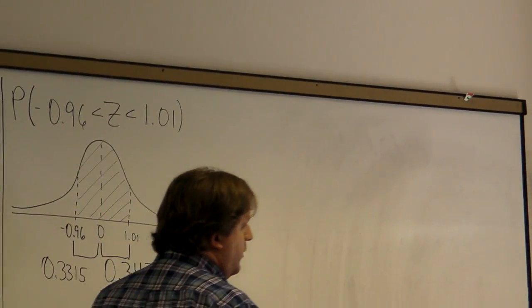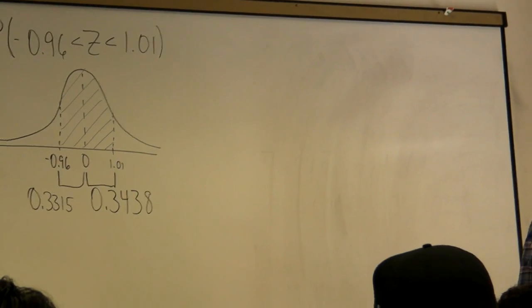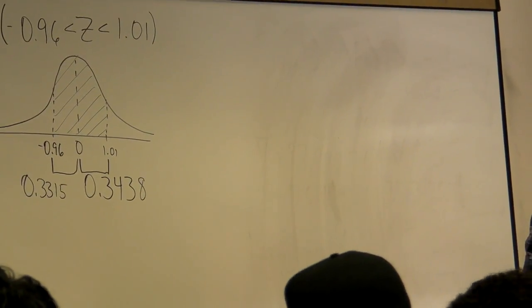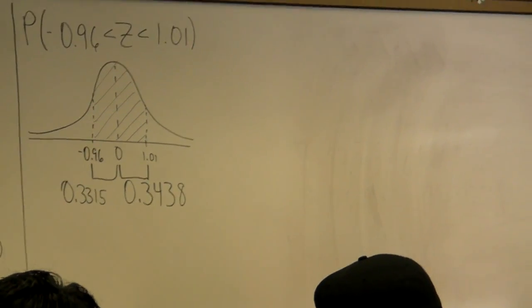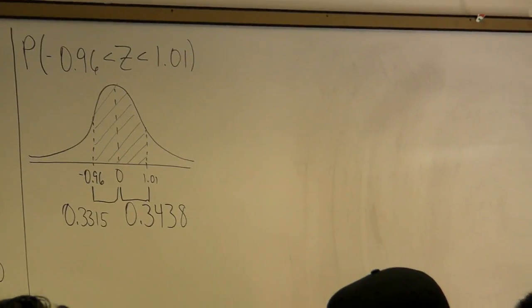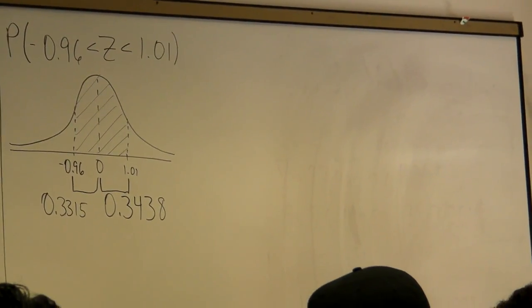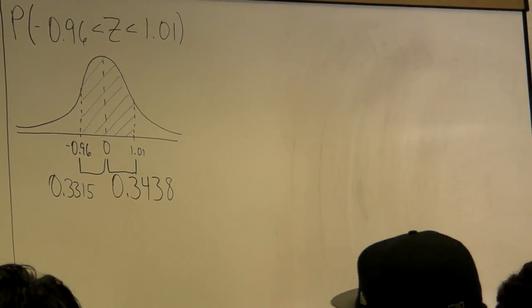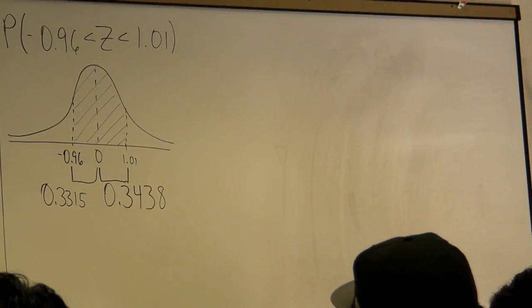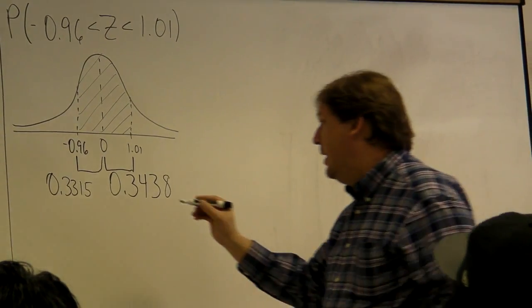I look in the chart for 0.96. A z-score of 0.96 is associated with 33.15%, or 0.3315. So the area between 0 and 0.96 standard deviations below the mean is 33.15. And now all I have to do is add them together.